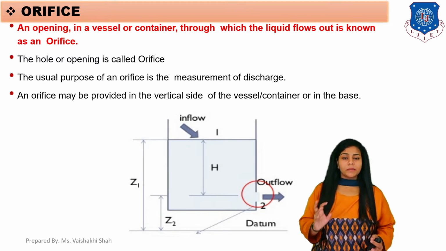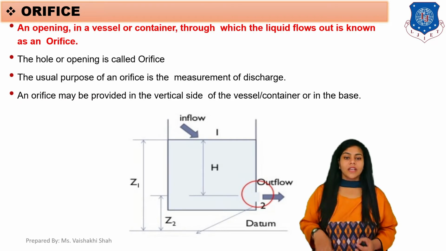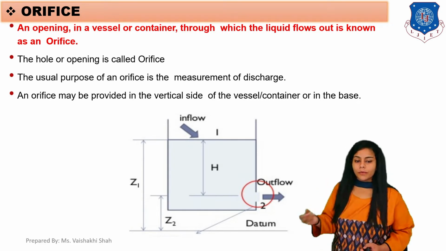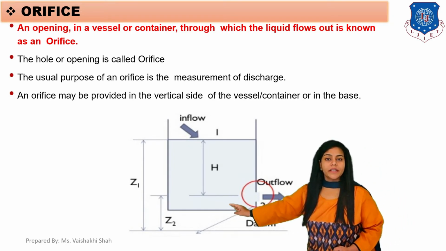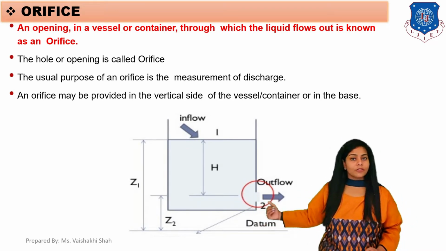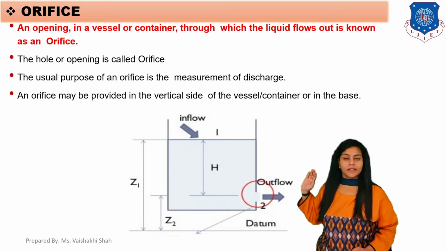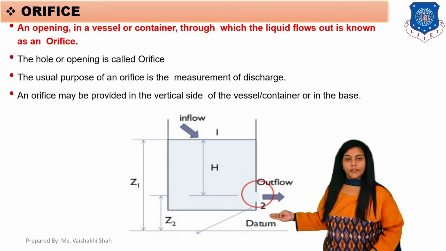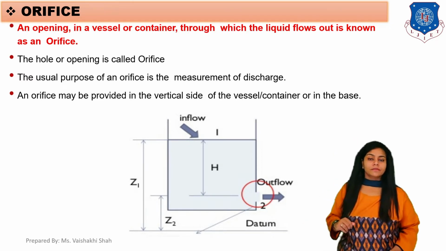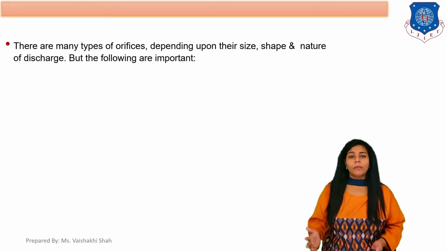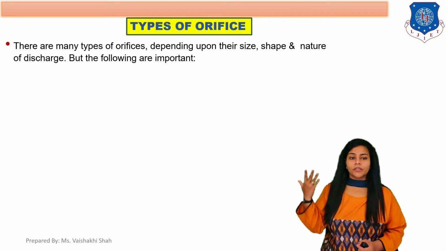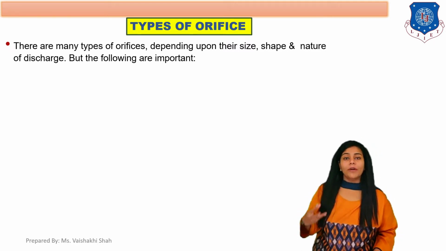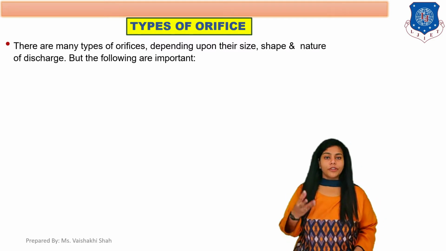The normal purpose of an orifice is to measure discharge, and an orifice is mostly provided on a vertical side, or you can also provide it at the bottom of the container. In some cases orifices are also provided at the bottom of the container. So this opening for the outflow of the liquid is called an orifice. Now there are so many types of orifices depending upon size, shape, and nature of discharge, but the following are the important types of orifice which we are going to study.